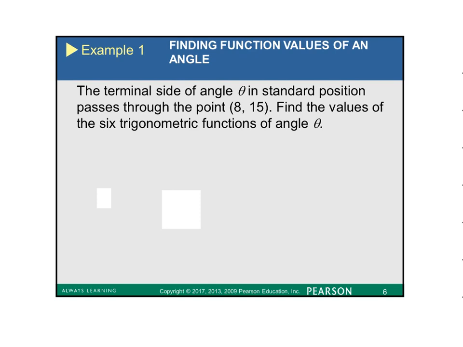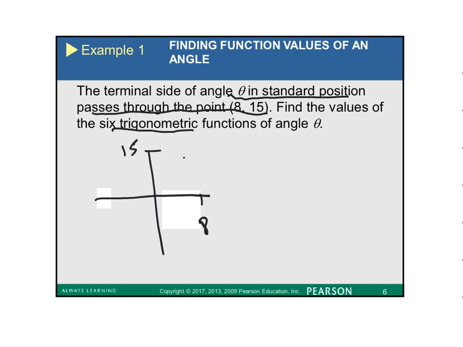Example 1. Finally, we get to do an example. He says the terminal side of an angle in standard position passes through the point (8, 15). Find the values of the 6 trigonometric functions of this angle. If I draw my axes and label that ordered pair 8, 15, I need to pretend that it's on a circle. I'm only doing part of the circle because I don't care about the rest. If I drop this down and make my triangle, I'm in quadrant 1.